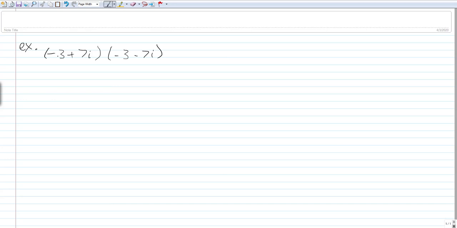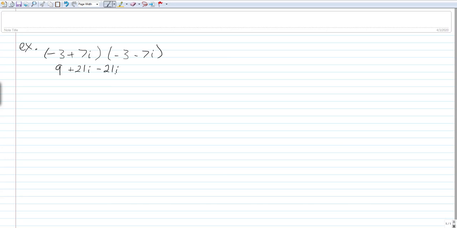So let's use FOIL this time. I haven't used that recently. Using FOIL, we'd multiply the negative 3 by this negative 3, and we would get 9, right? And then you'd multiply the outer terms, negative 3 times this negative 7i. Negative 3 times negative 7 would make for plus 21i. And then the inner portion here would be 7i times negative 3, so minus 21i.